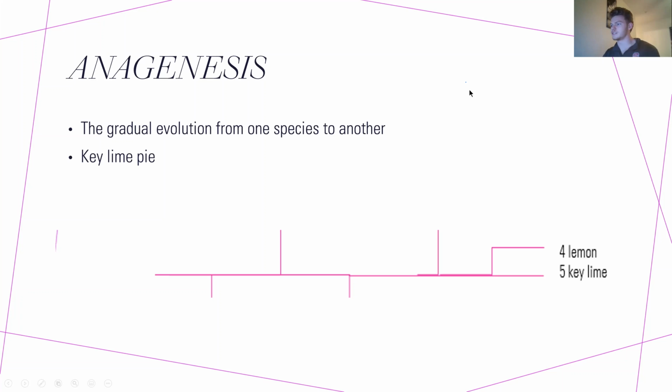Okay, so for anagenesis in this, anagenesis is the gradual evolution from one species to another. In this case, key lime pie, because as you can see, it's the main center line that everything else branches off of. So let's say the original common ancestor back here was pie. If the common ancestor was pie and it evolved into chicken, milk-based pies, gourd pies, and then right here is the fruit pies, and then lemon branches off, and then you get the key lime. So it evolved eventually throughout this line.